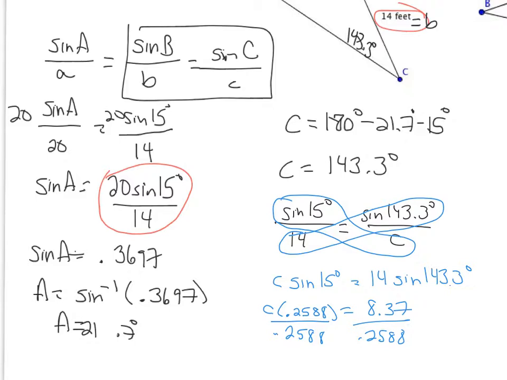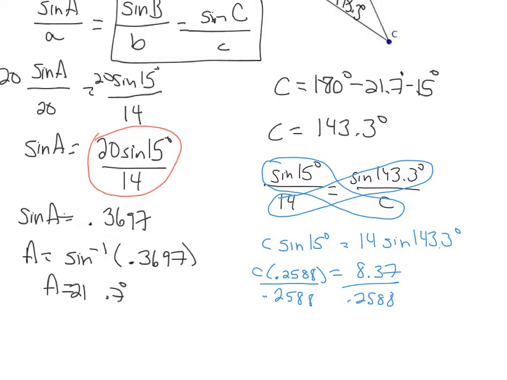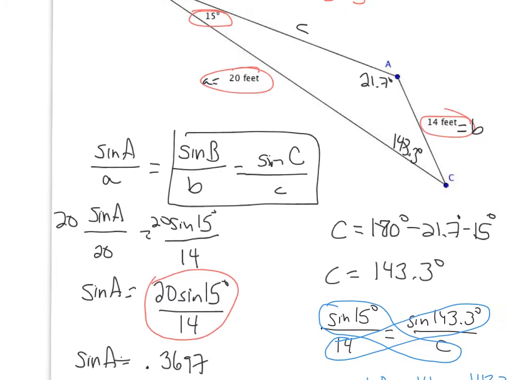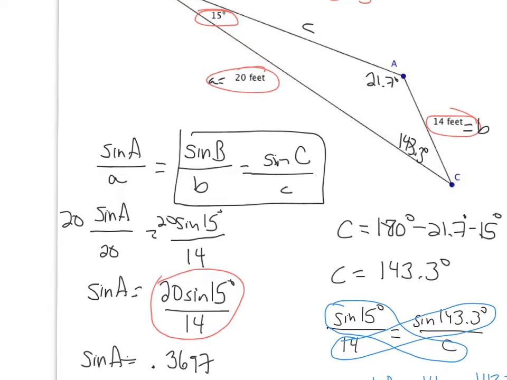So I get 32.32. So C is going to equal 32.33 if I round up. So that's the missing side. So now if I go back to my triangle, I know that this side is that 32.33.